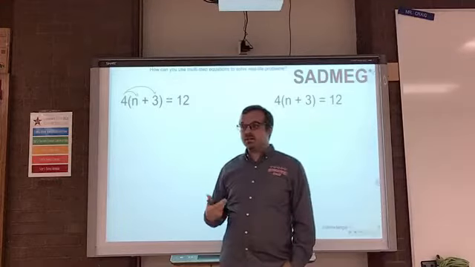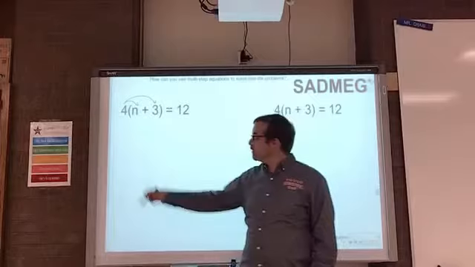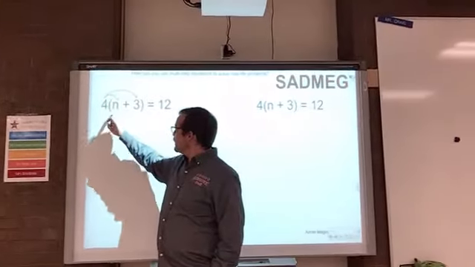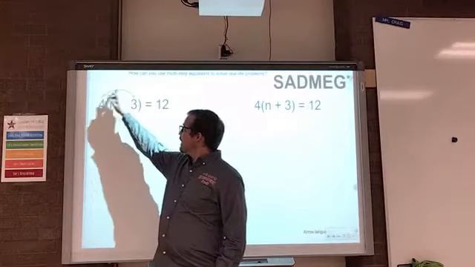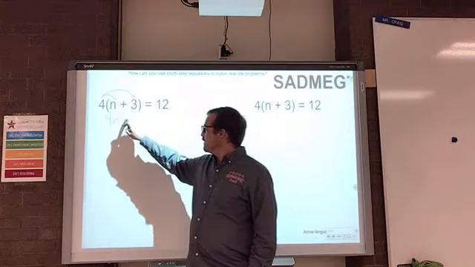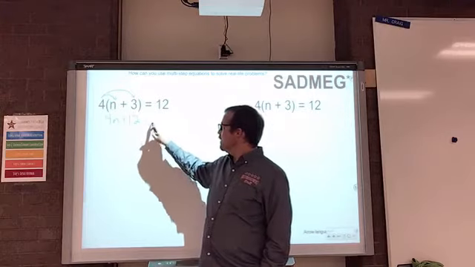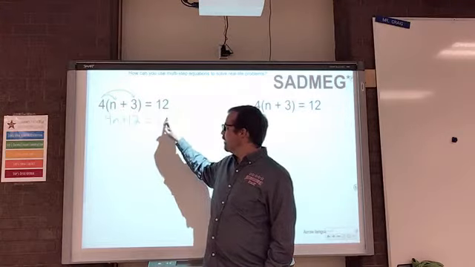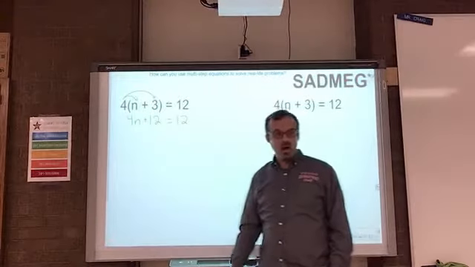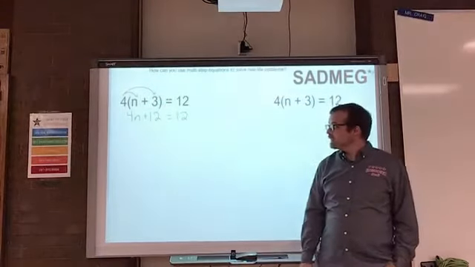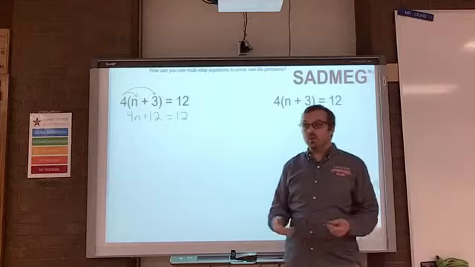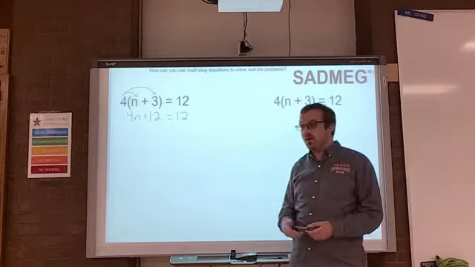So distribution is a process of multiplication. So it's going to be 4 times n, which we'll just say is 4n. 4 times 3? 12. 12 equals? 12. Nice. So we have 4n plus 12 equals 12. That's step 0. Oh, I mean, we should check to make sure that we don't have any like terms.